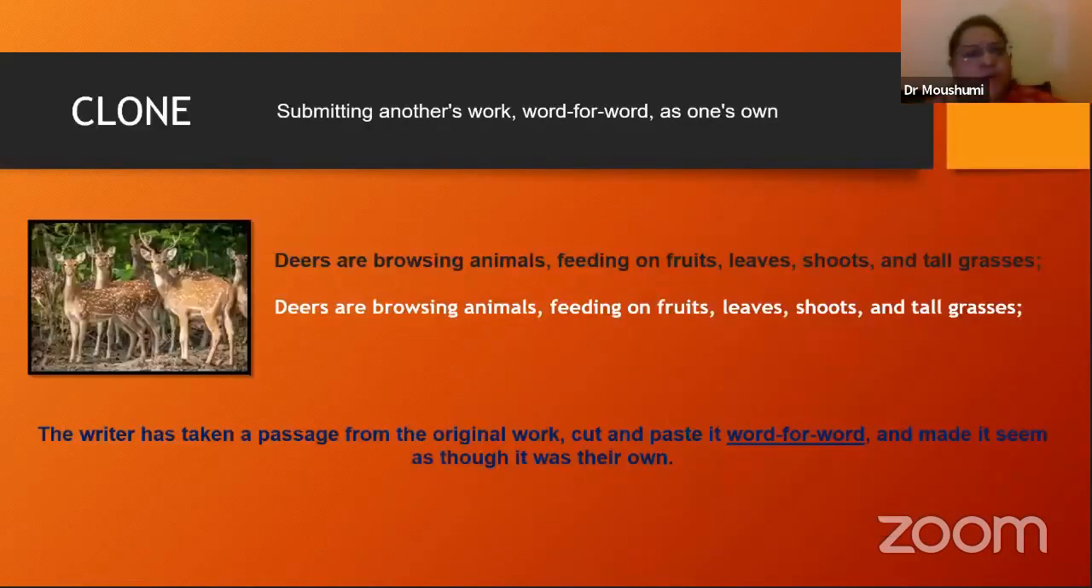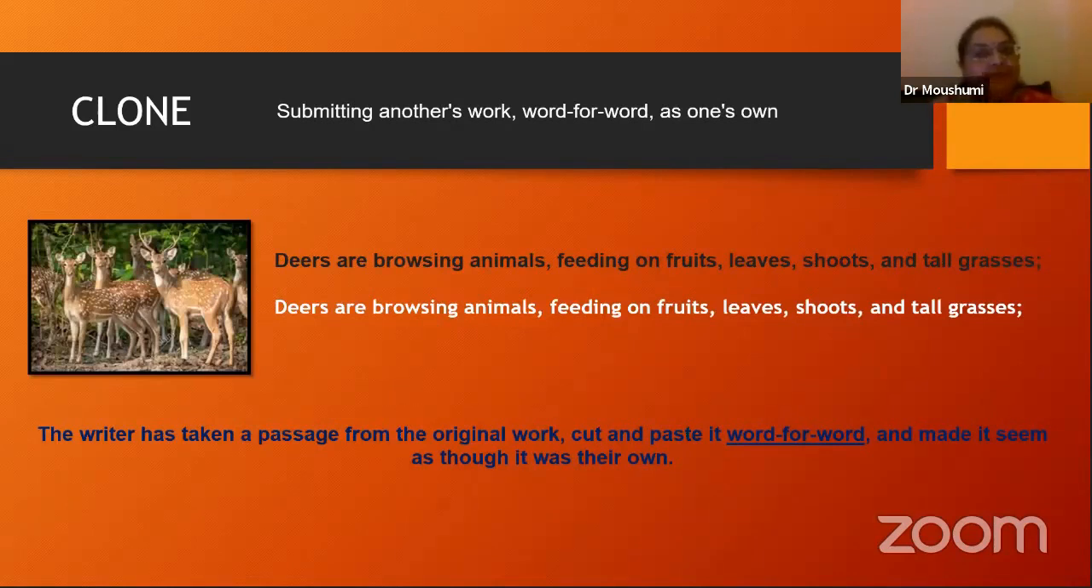So let us find out in short, what are the different types of plagiarism. Actually speaking, 10 different types of plagiarism are there. The lowest form of plagiarism is clone, where you just copy word to word. There is no point of citing anything, and you claim as if it is your own words.